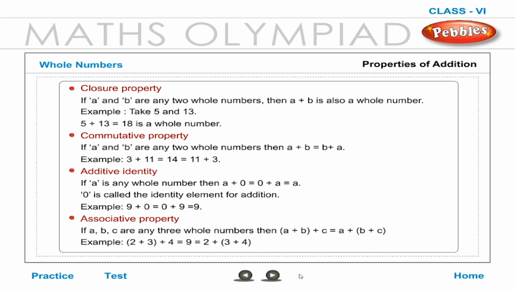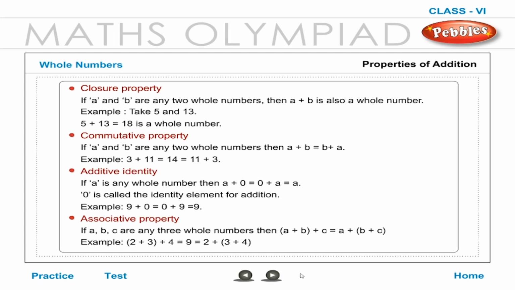Additive identity. If a is any whole number, then a plus 0 is equal to 0 plus a is equal to a. 0 is called the identity element for addition. Example, 9 plus 0 is equal to 0 plus 9 is equal to 9.